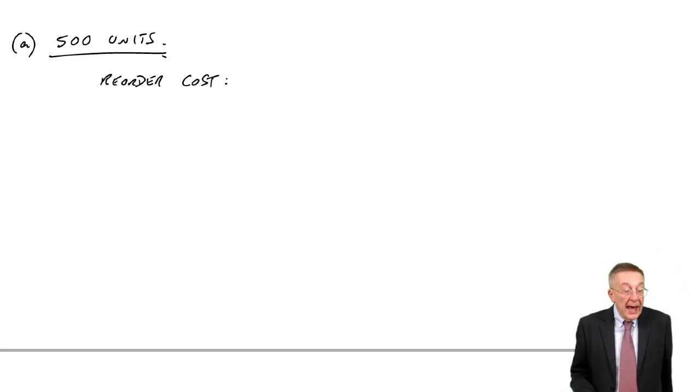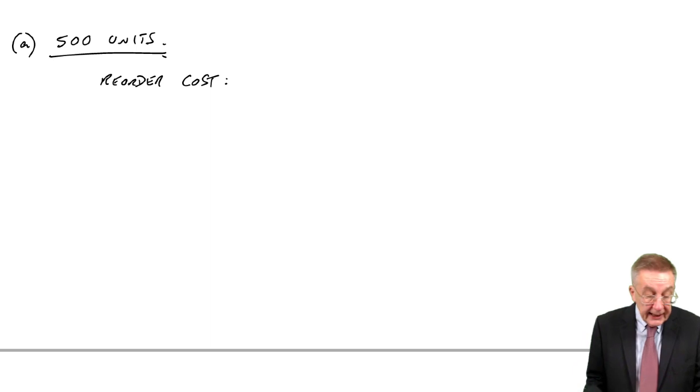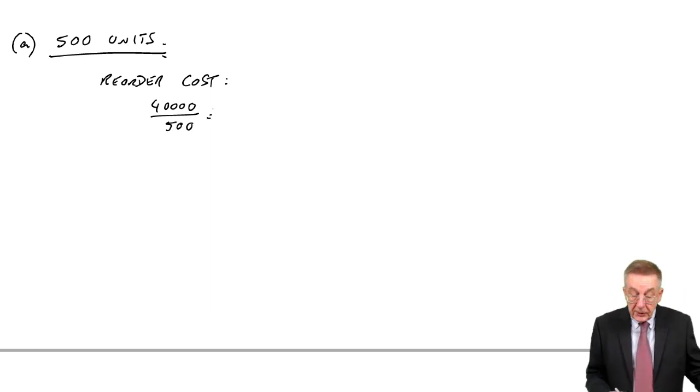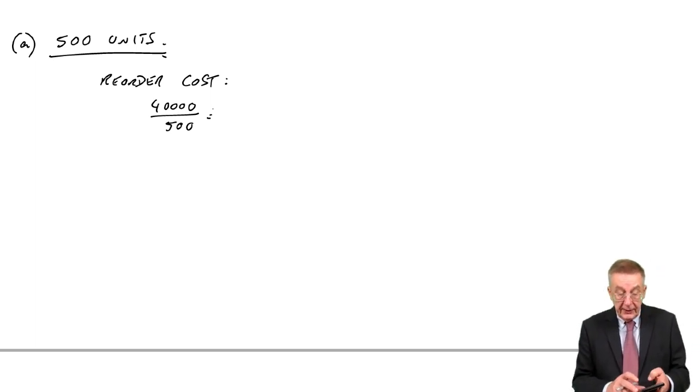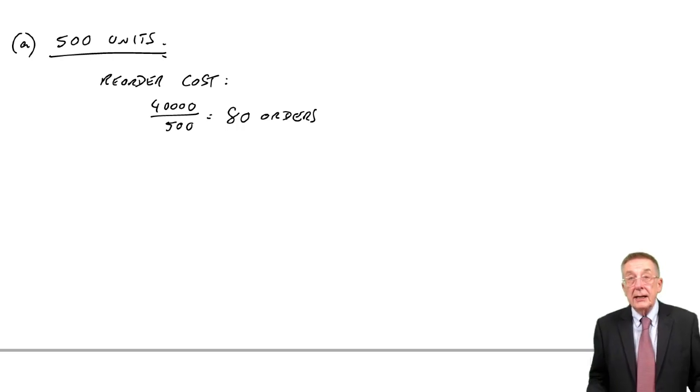And remember, every order we place costs $20. Well, how many orders will we need? We're buying 40,000 a year. If we're ordering 500 each time, we'll need... I should be able to do it in my head, but I always get muddled on zeros. Is it 8 or 80? 40,000 divided by 500. 80. So we'll be placing 80 orders over the year.